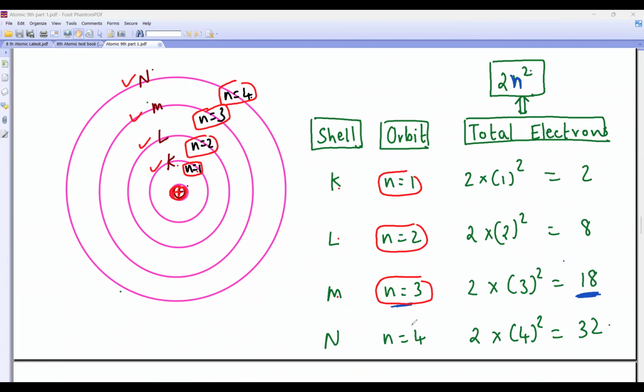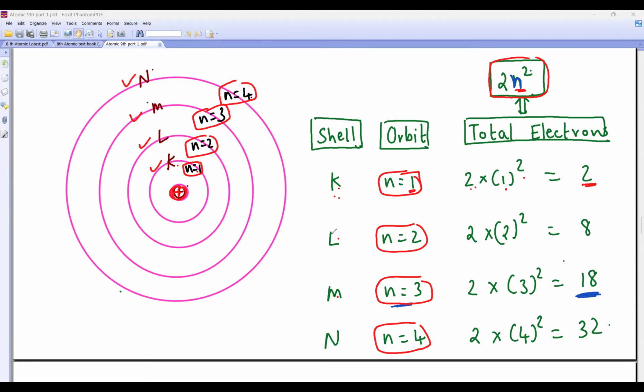And so how many maximum electrons can be accommodated? What is the formula? 2n square. So in the K shell, how many electrons will I write? 2 into, what is the value of N here? 1. So 2 into 1 square. So how many electrons? 2 electrons. So in the exam, if they ask, in the K shell, how many electrons will enter?